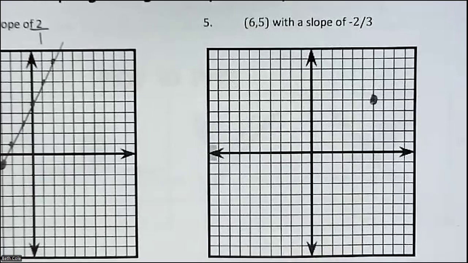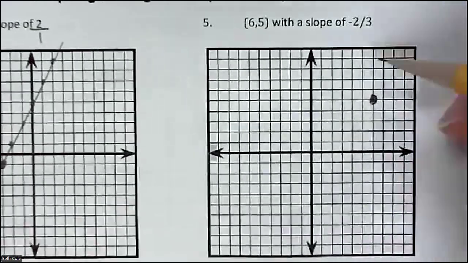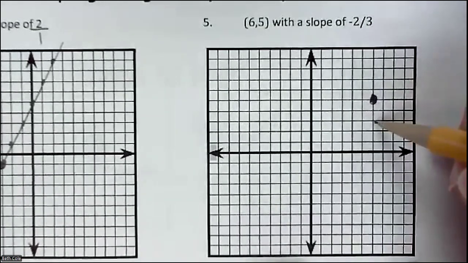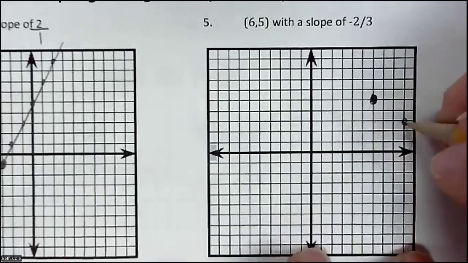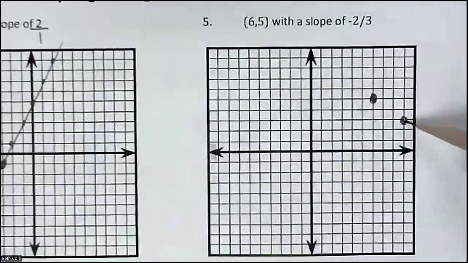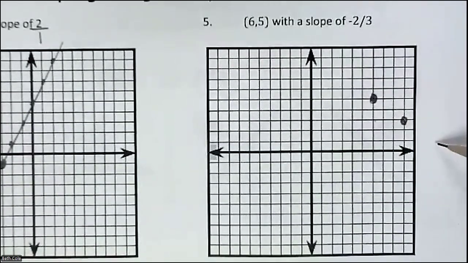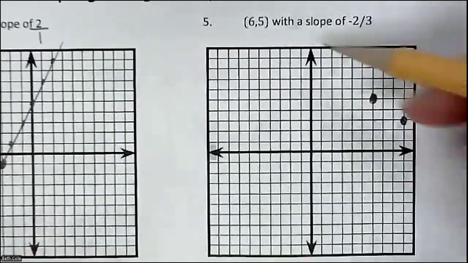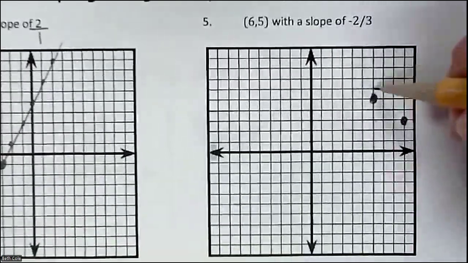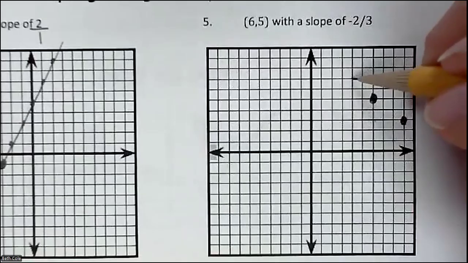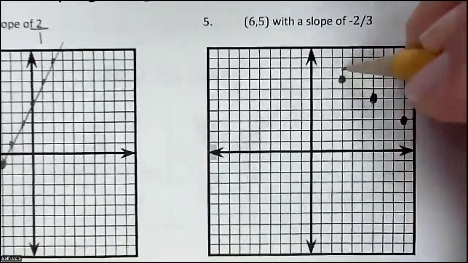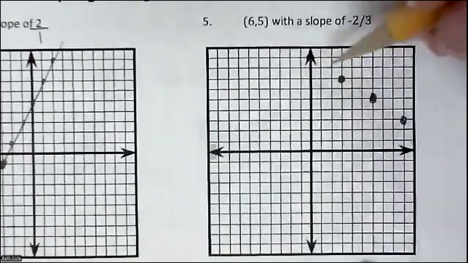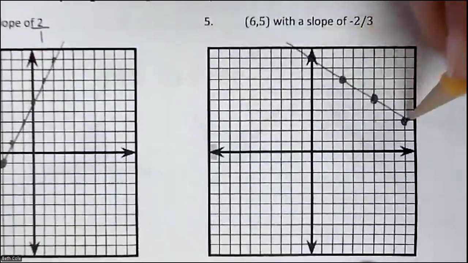Now this slope is -2/3. So from that point, you're going to go down 2 and then over 3. Now look, if I try to go down 2 over 3 again, I'm going to be off the grid. But allow your instinct to kick in. It should be a straight line. So the other thing you can do is go up 2 and then left 3. So up 2 and then left 3. Just do as many as will fit.